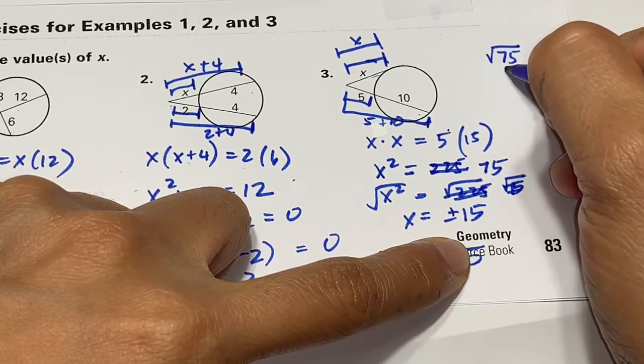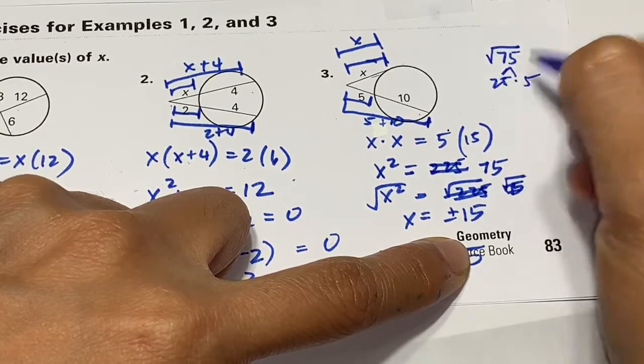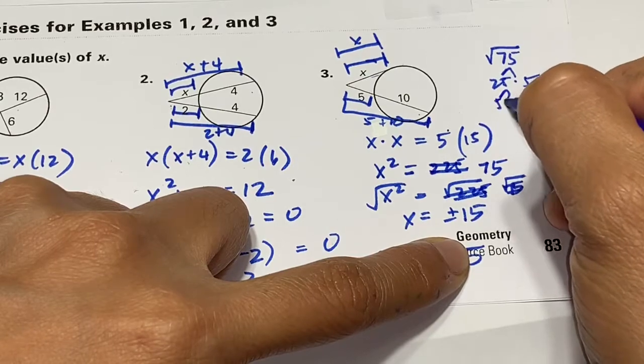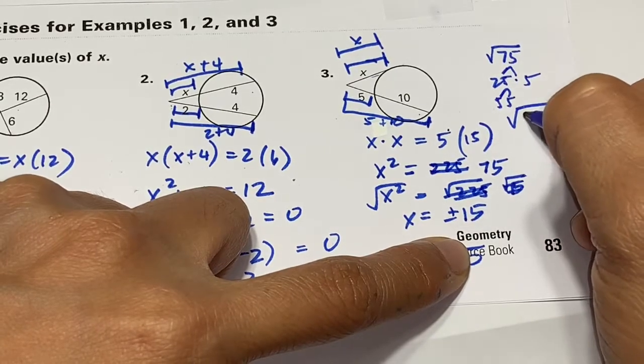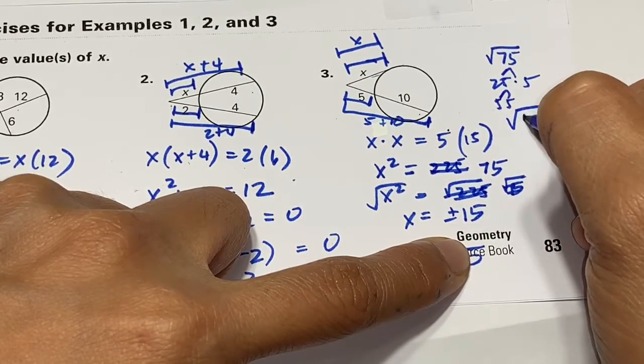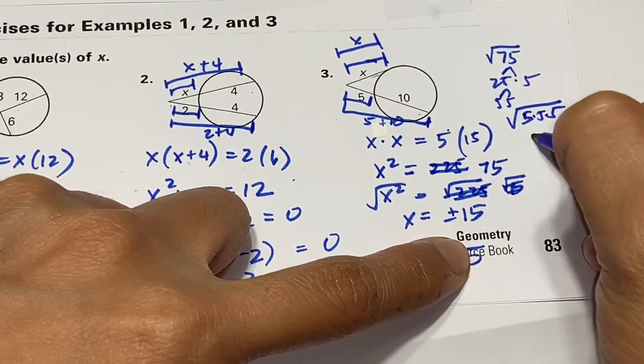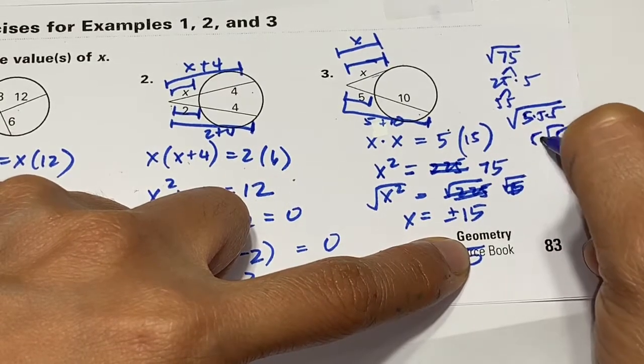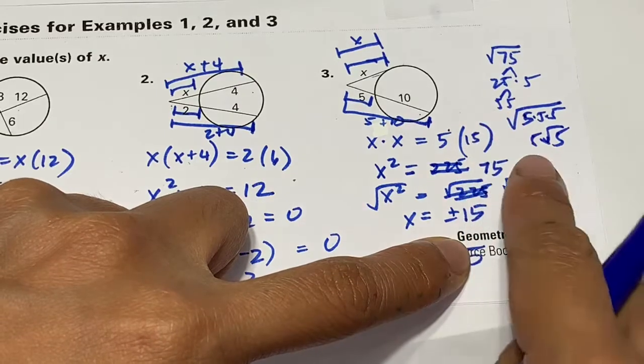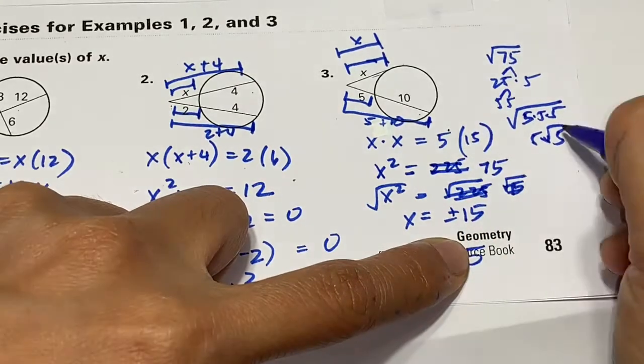So this is 25 times 3. Square root of 25 times 3, so that's 5 square root of 3. But, I mean, some of you know already, square root of 25 is 5.